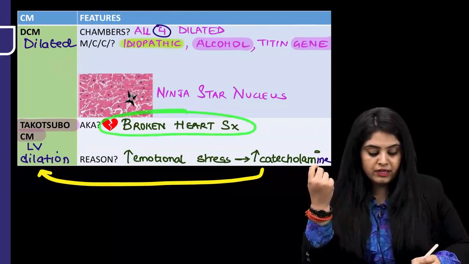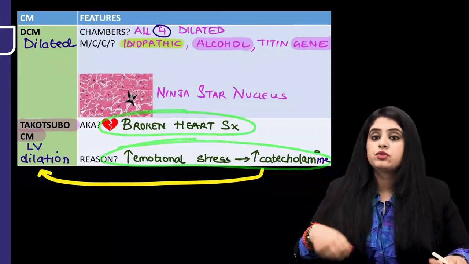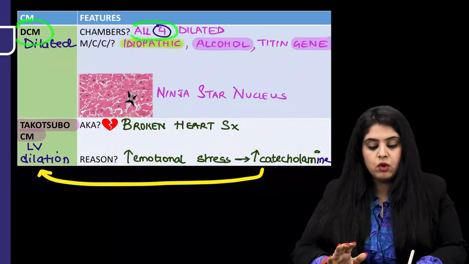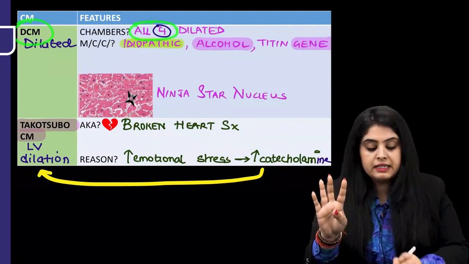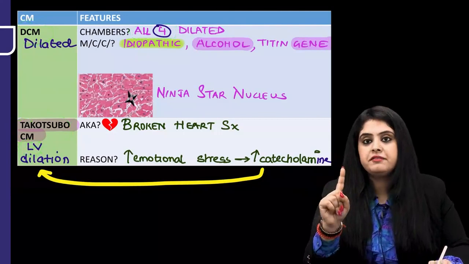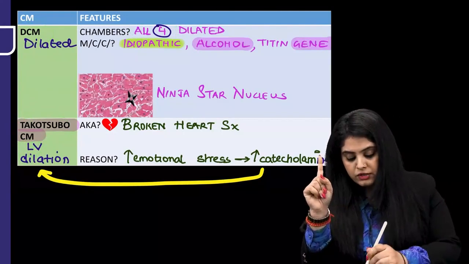And why do you call it broken heart syndrome? Because it is to do with a lot of emotional stress and catecholamines. So the difference is that in dilated cardiomyopathy, all the 4 chambers were getting dilated, whereas in Takotsubo, only one chamber is dilated, and that is the left ventricle. Moving on to the next slide.